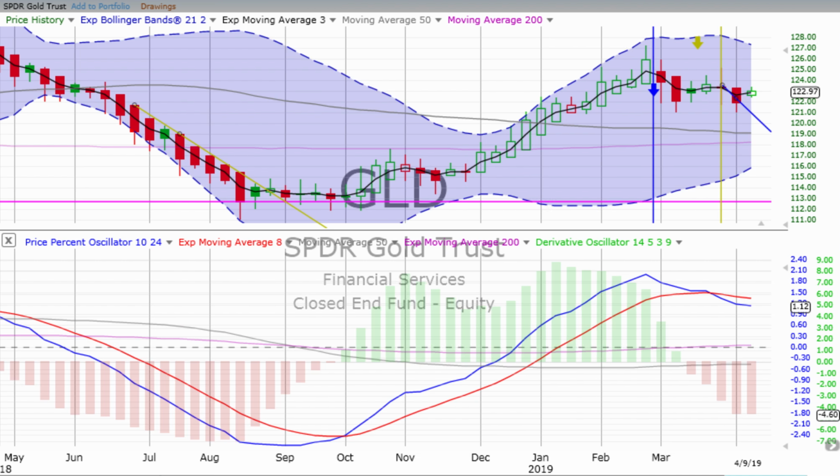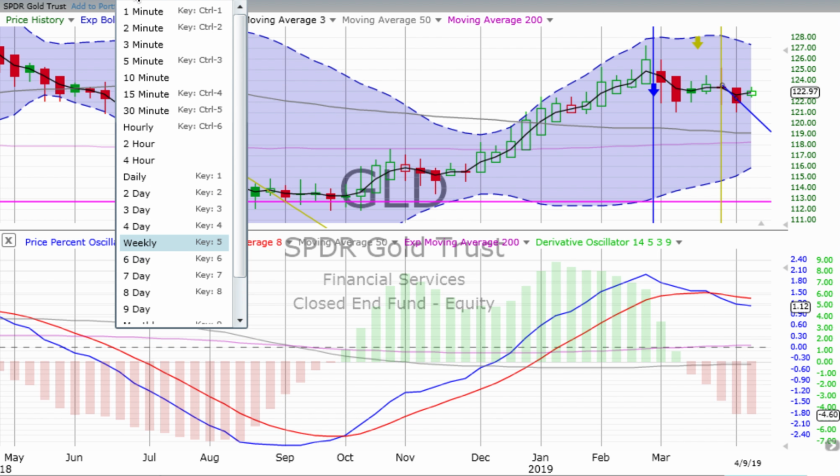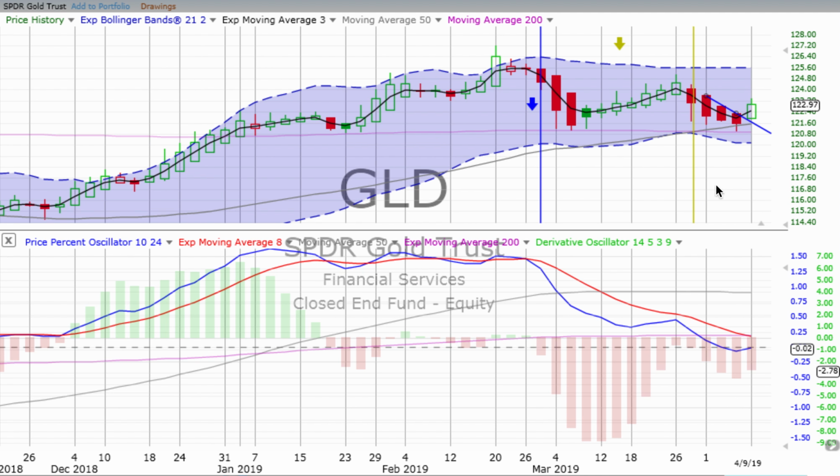Now gold. Gold is still in a confirmed down move on the weekly chart. Price percent oscillator still heading down. Derivative oscillator is flat. We have a green up candle that's forming. And when we go from the weekly to the 2-day, this is where we see that, and again, we talked about this going into all of this.